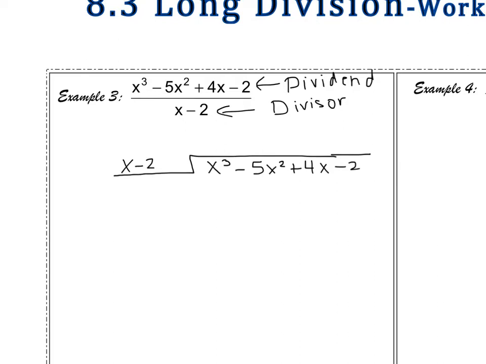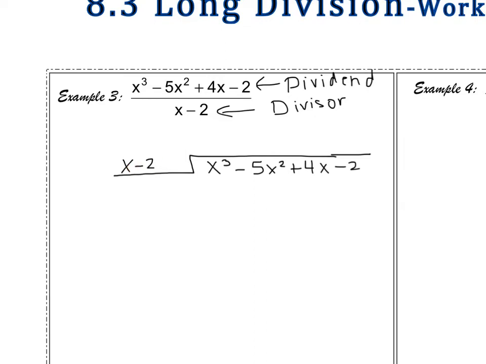Now, as you can see, first of all, you have to check, are my powers in order? So I have a power 3, power 2, power 1, and no x, so power 0. So yes, they are in order. All the powers are there, so I'm good. I can start dividing. So remember, the top goes inside, and this goes on the outside.